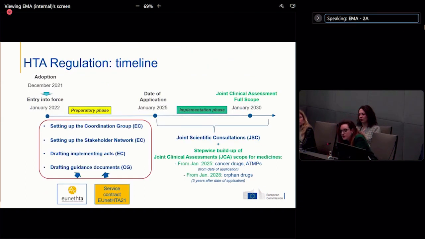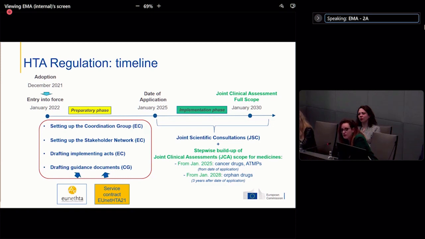Where are we at this moment? We are in the preparatory phase for the implementation. So the Commission is very busy on a number of different tasks. And here I just want to mention the setting up of the entire governance structures under the regulation, so the coordination group, but also the subgroups. And the work that we are doing through the service contract EUnetHTA 21 to, like I said at the beginning, be sure that the methodologies that came out of Joint Action 3 are fit for purpose for the new system and can provide a reasonable input to the work of the coordination group.